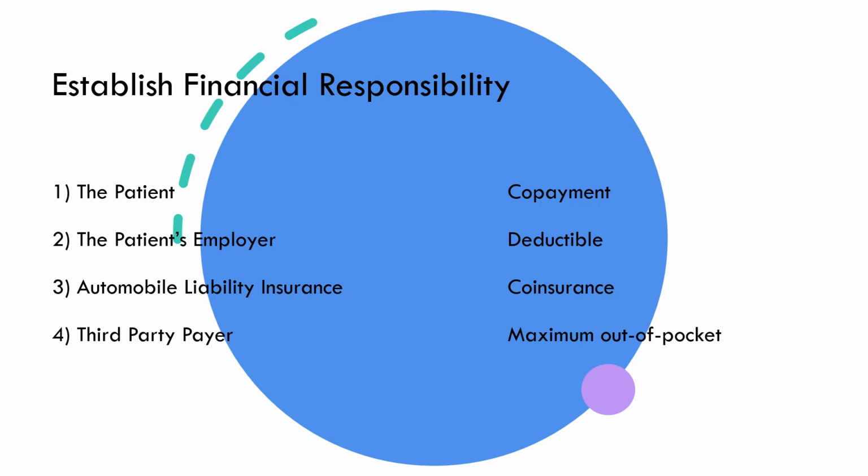Establish financial responsibility. In other words, find out who is responsible and who owes what for a doctor's visit or procedure. Is it the patient or the patient's employer, like workers' compensation, auto liability insurance, or third-party payer? Once benefits are determined, the provider will know how much the insurance will pay for certain services and how much the patient is responsible for. Not all services are covered by the insurance company. In this case, the patient has sole responsibility, and they will need to be told before services are rendered.